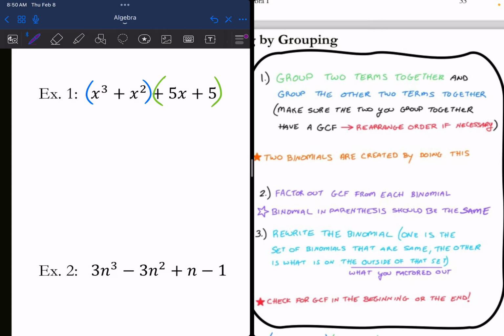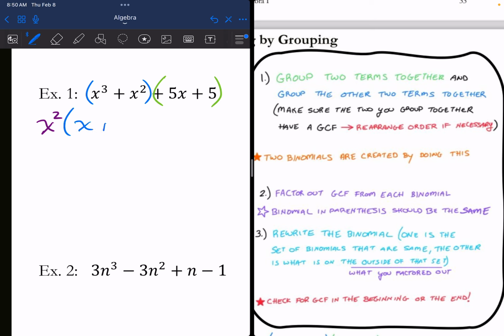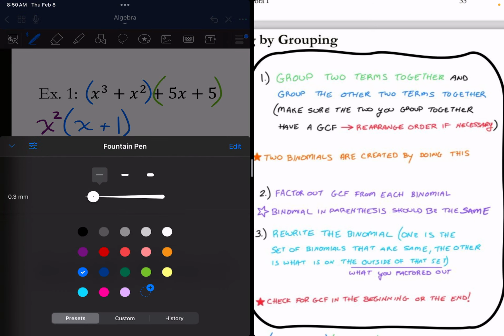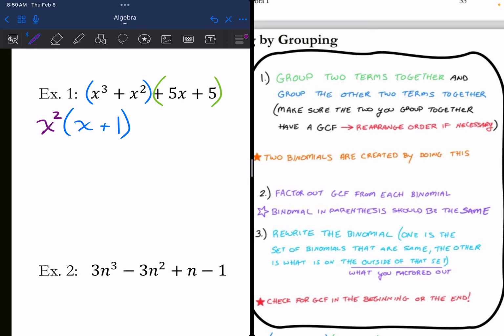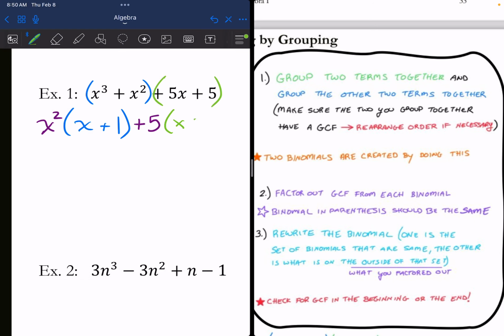So let's start with the blue one. They have an x squared in common. So if I take out an x squared, I'm left with x plus 1. Do not forget that 1, right? Because you started with 2 terms, you should still have 2 terms. And then in the green, if I factor out a 5, I'm taking out a positive 5. Yes, that sign is super important to include in the GCF, even if it is a positive. I think it's going to be useful in our 3rd step. So if I take out a 5, we are left with x plus 1. Again, do not forget that 1.